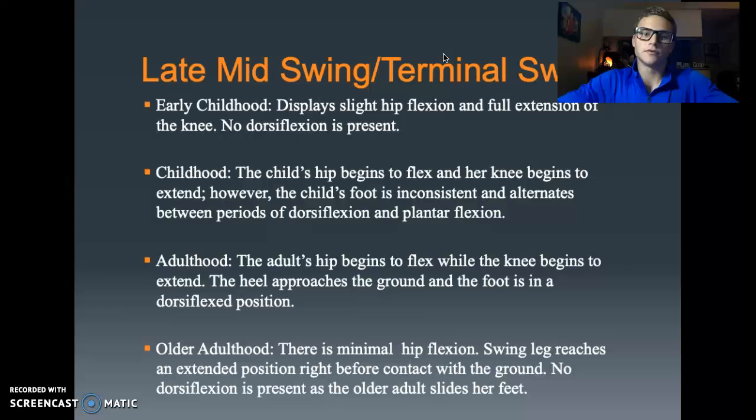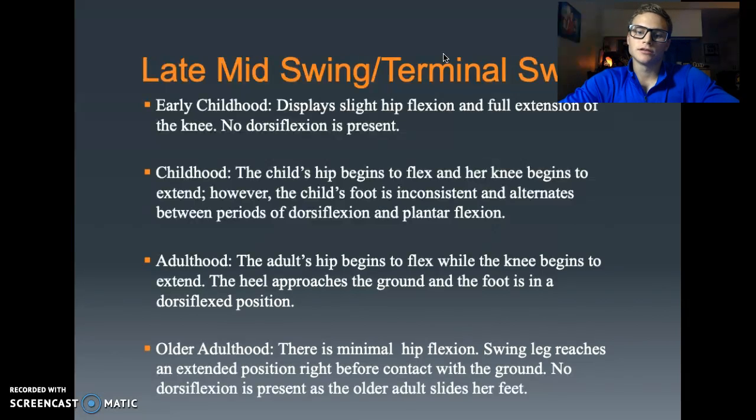And then in late mid-swing and terminal swing, the early childhood displays slight hip flexion and full extension of the knee, but no dorsiflexion is present. In the childhood, the child's hip begins to flex and her knee begins to extend. However, the child's foot is inconsistent and alternates between periods of dorsiflexion and plantar flexion.